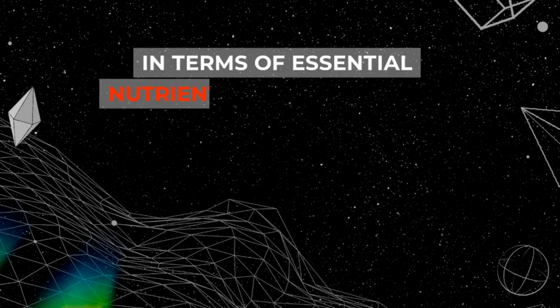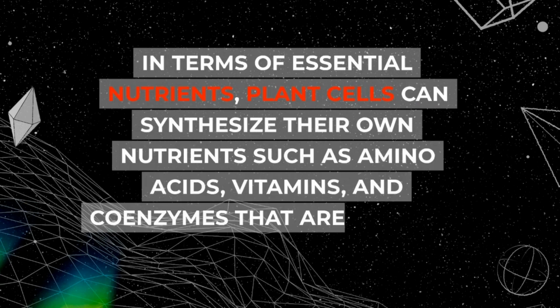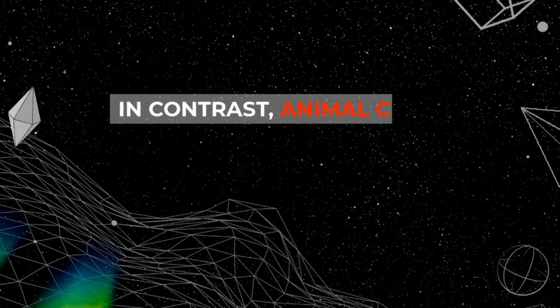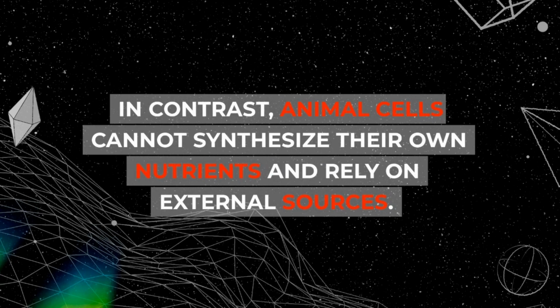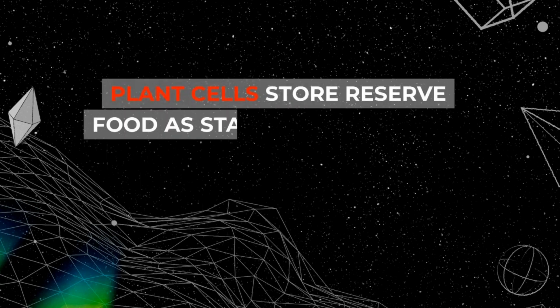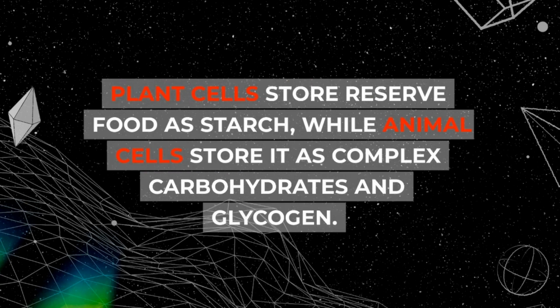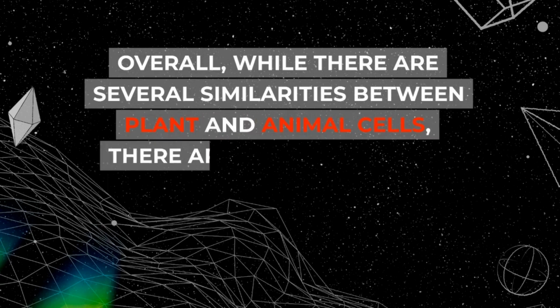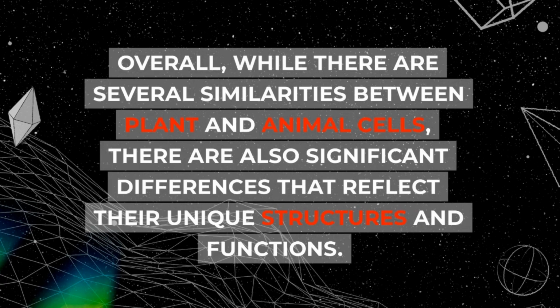In terms of essential nutrients, plant cells can synthesize their own nutrients such as amino acids, vitamins, and coenzymes that are required by the plant. In contrast, animal cells cannot synthesize their own nutrients and rely on external sources. Plant cells store reserve food as starch, while animal cells store it as complex carbohydrates and glycogen. Overall, while there are several similarities between plant and animal cells, there are also significant differences that reflect their unique structures and functions.